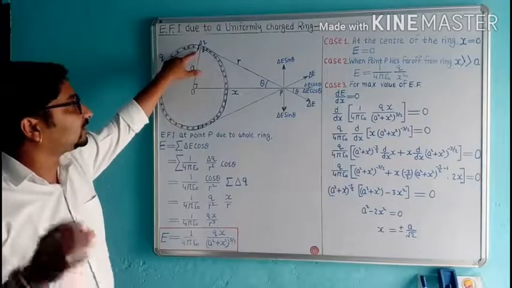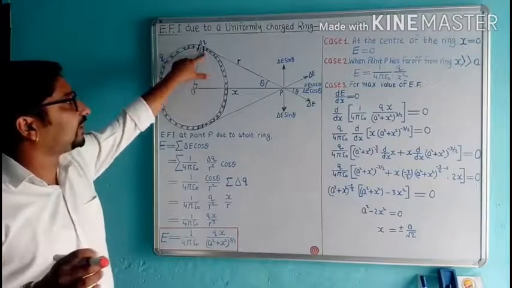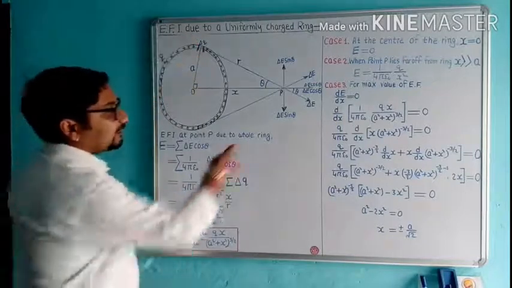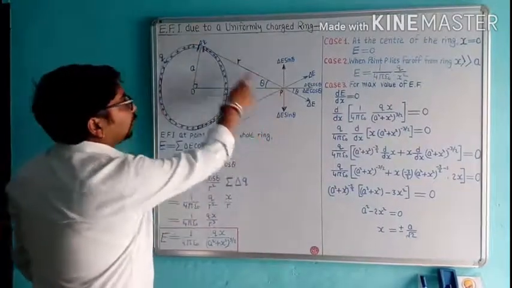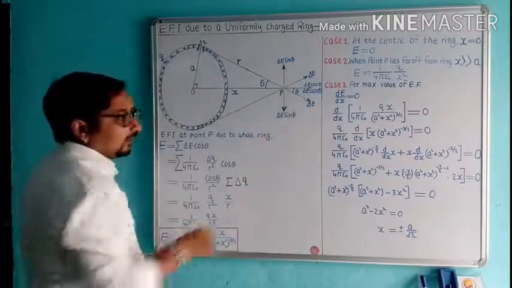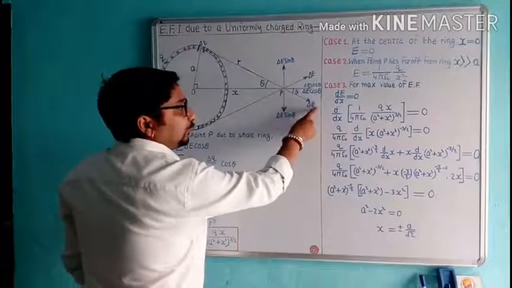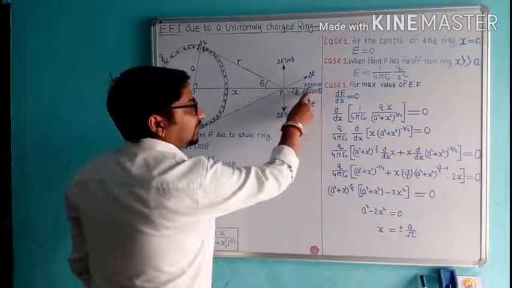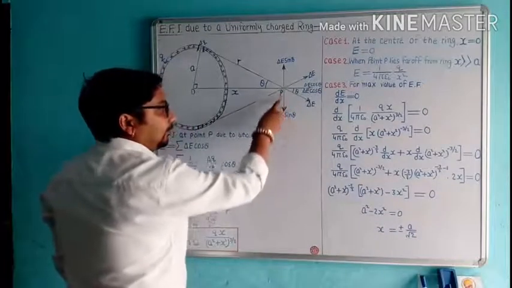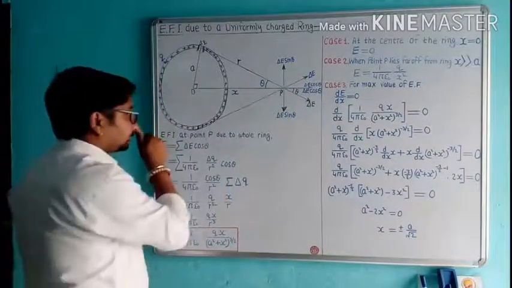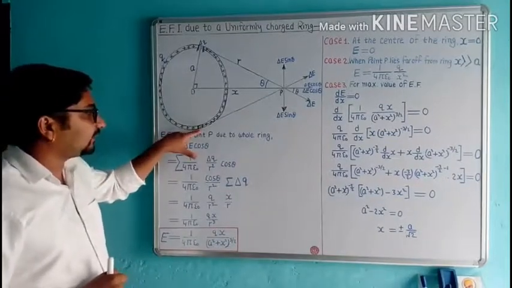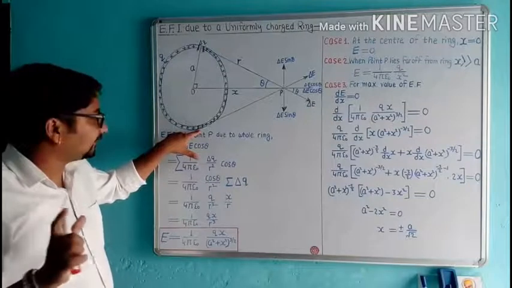Consider a small element AB on the ring which has a small charge element delta Q. Then the electric field intensity at point P due to this small charge element delta Q will be delta E. Now resolve this into two components. We get delta E cos theta along the axis of the ring and delta E sin theta which is perpendicular to the ring.